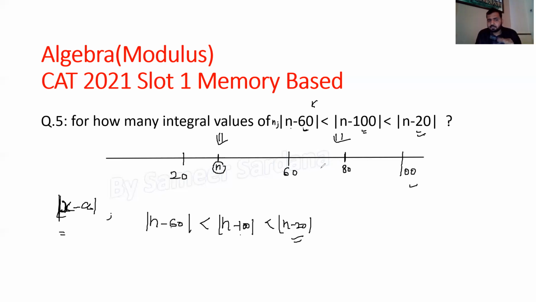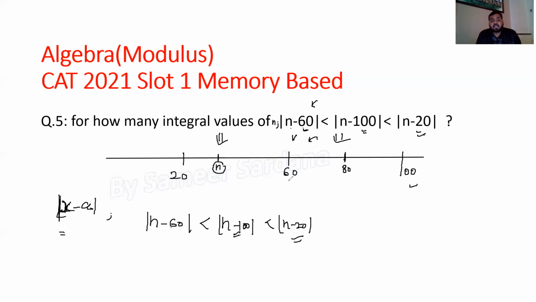In a way you can say that, because I want distance of n from 100 to be more than distance of n from 60, can I say n will be more closer to 60? If it is more closer to 60 as compared to 100, it should be on the left hand side of 80, and it should be on the right hand side of 60, because from 60, right, distance of n from 60 would be 0, right? Distance of n from 60 would be 0.